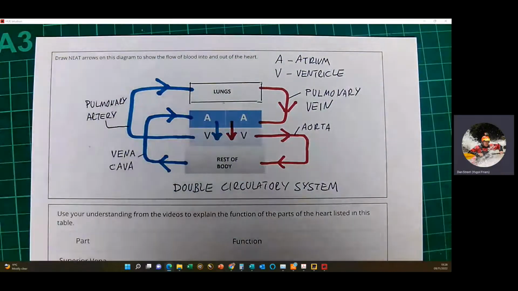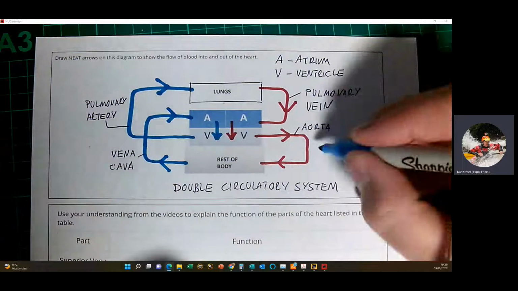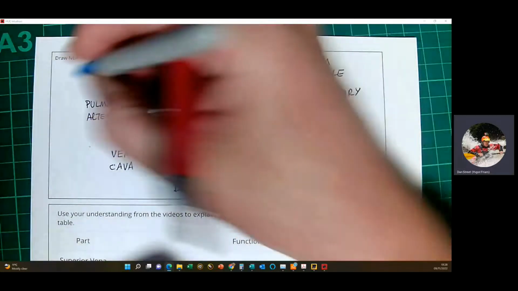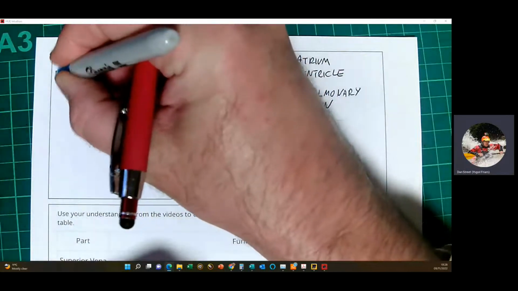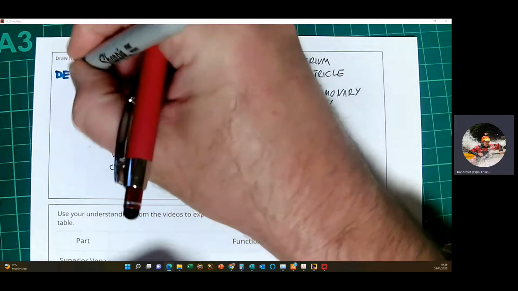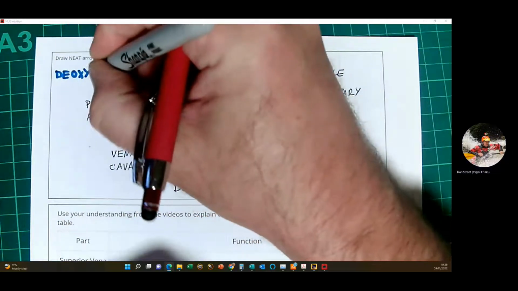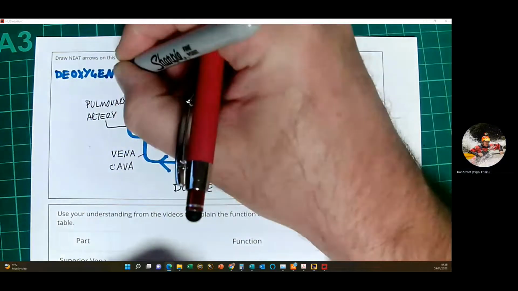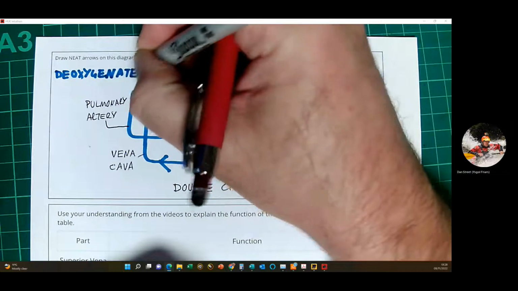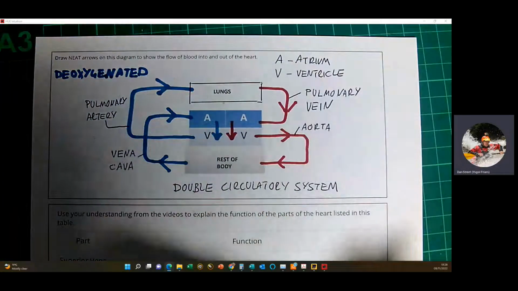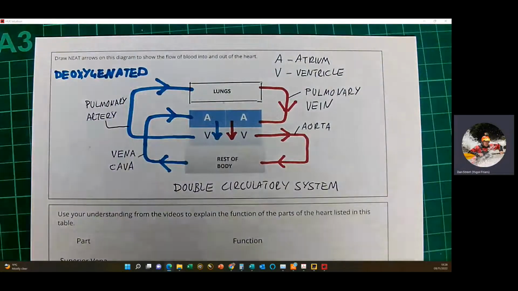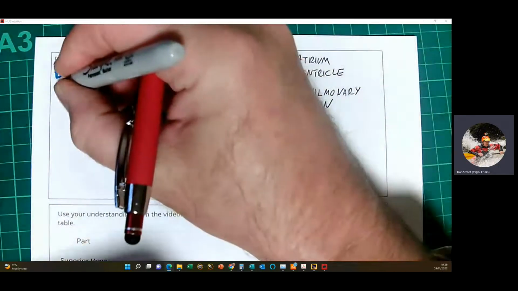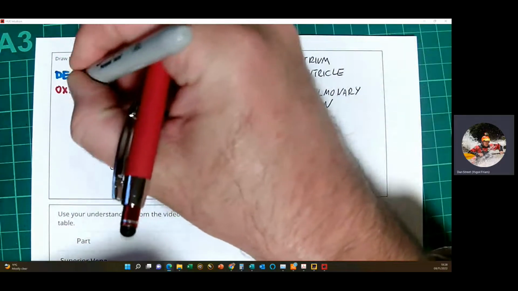and then we need to add some labels to talk about the colour of the blood. So blue is deoxygenated, used for respiration by the body. And the red represents oxygenated blood, which is taken off to the body to be used for respiration.